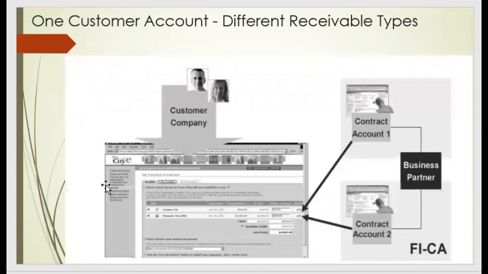Okay, if two people for the same contract account are both trying to pay, let it be husband and wife both trying to pay, we lock one and we allow the other. But if they are different receivable types like water or gas, then we accept both amounts.